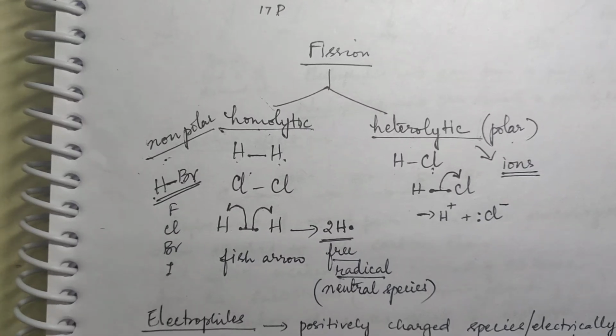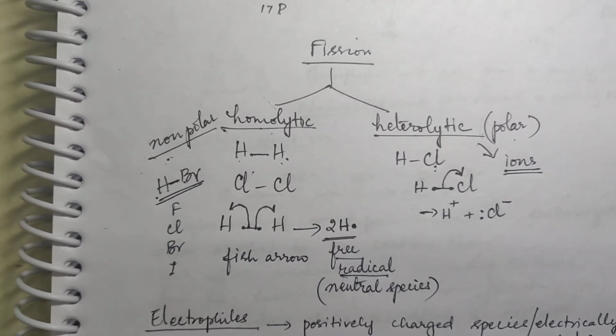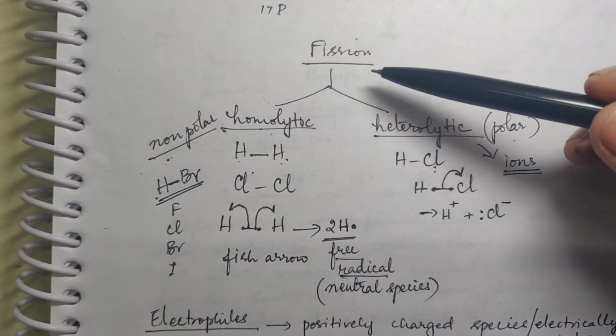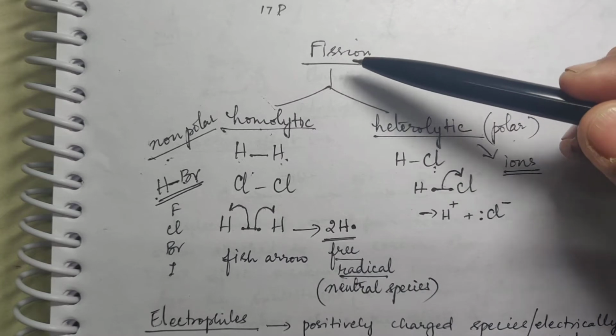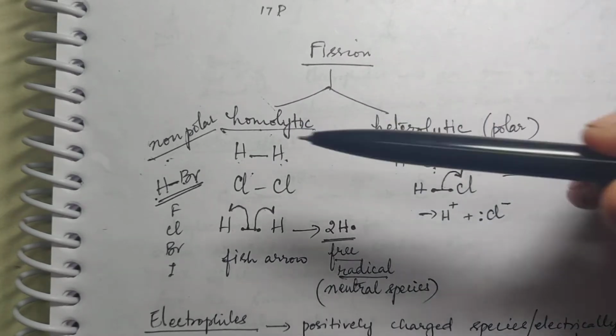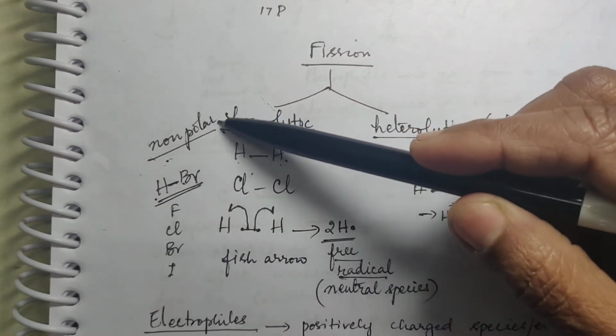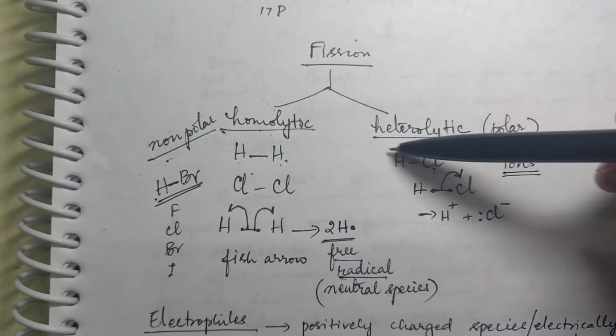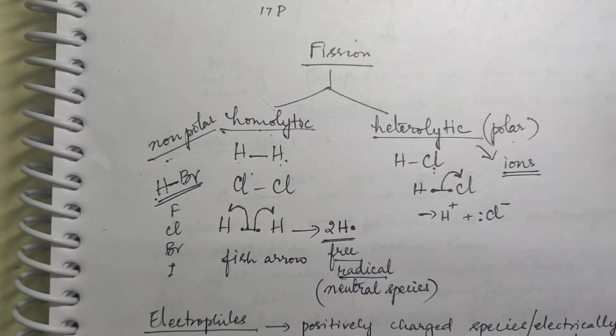Yes, children, let us see the concept again. Okay, now I was telling you about fission of a covalent bond. Fission of a covalent bond is of two types, homolytic and heterolytic fission. Homolytic takes place in non-polar molecules and heterolytic takes place in polar molecules.